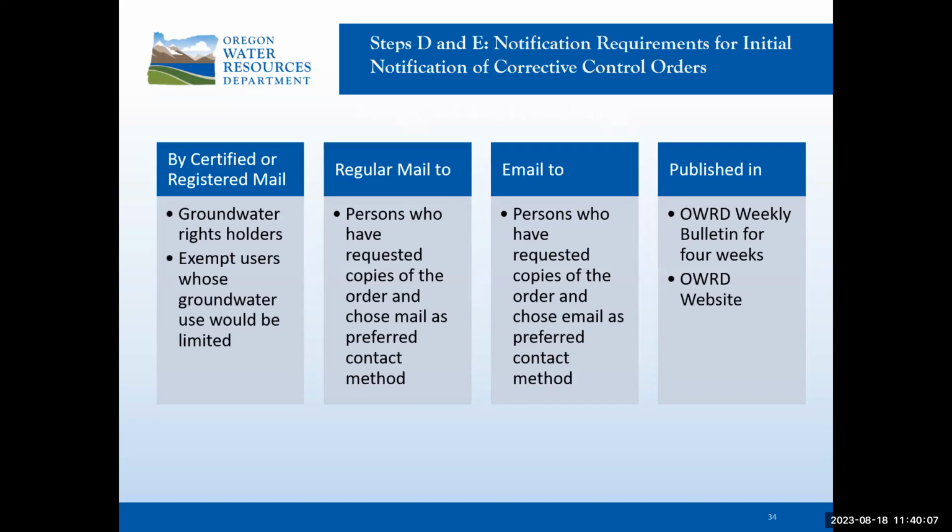And then the last is that the notification of corrective control orders will be published on the OWRD website and in the OWRD weekly bulletin for 4 weeks. So again, the hope is to get this notification of corrective control orders into the hands of the people who are affected by it and into the hands of the people who requested it, and also make it available to the general public for review.